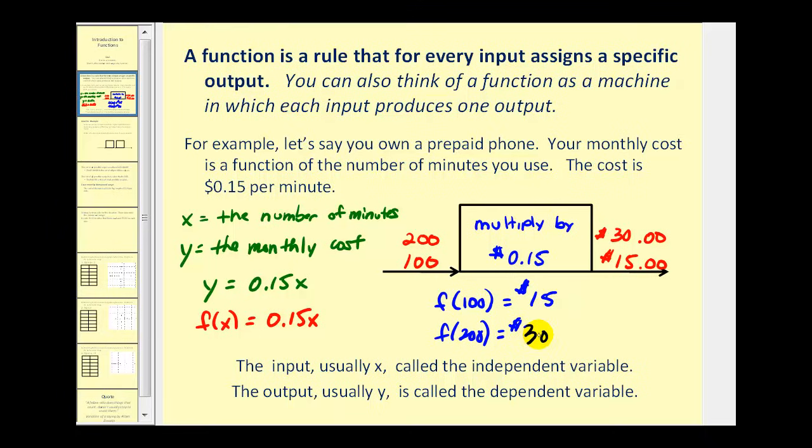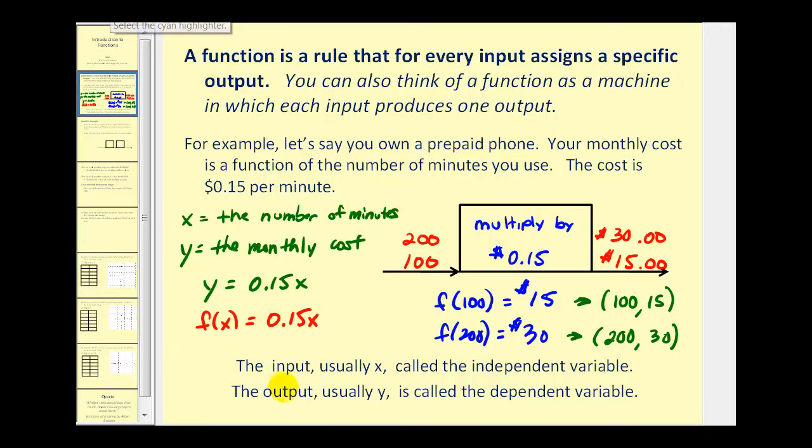One more connection we should make here is that each of these function values represents a point on the graph of the function. So f of 100 equals $15 would represent the point where x is 100 and y is 15. And f of 200 equals 30 represents the point where x is 200 and the y-coordinate would be 30. So there's a lot going on here, but other than some different notation, it is things that we've already studied before when we had equations in terms of x and y.